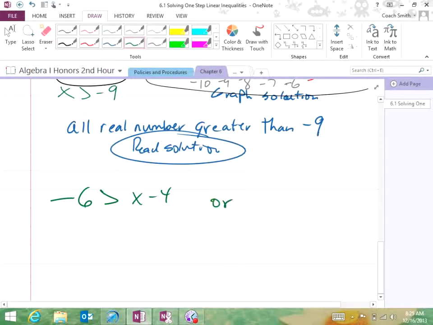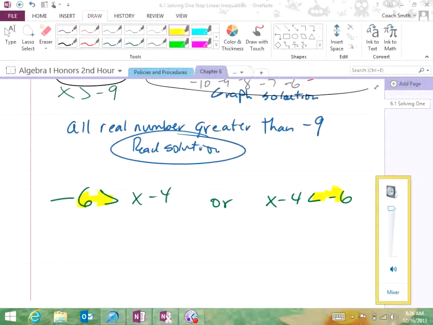Now, that and this are the same thing. The reason they're the same is because the mouth is open to the -6 here, and the mouth is open to the -6 there. So you can flip them if it's easier for you to solve, having the variable and the stuff on the left side instead of the right side. Go ahead, but it's the same expression.